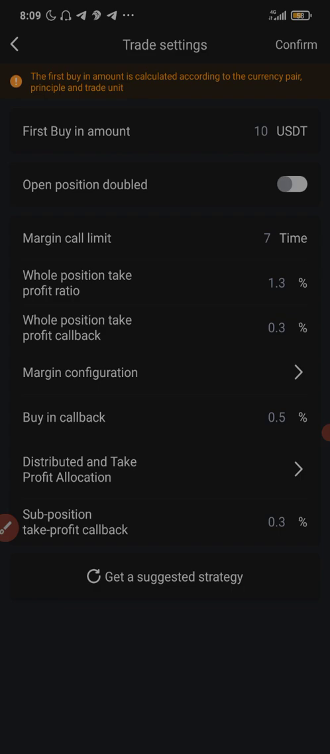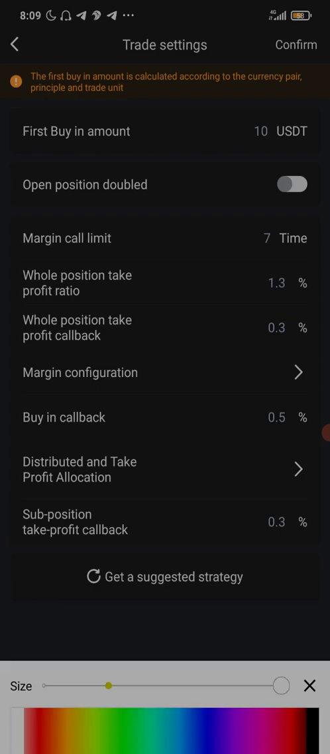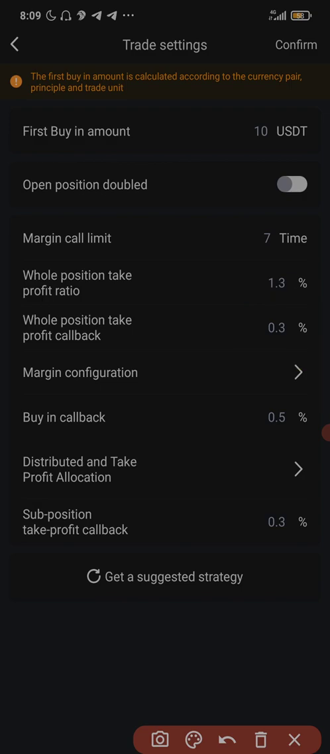Now if the increase is still between 0.3% and 1.3%, you are telling this bot that, you know what, no matter what, just take the profit for me at this 0.3%. I'm okay with 0.3%, even if you are unable to take profit at that 1.3%. So the bot will definitely take the profit at this 0.3%.